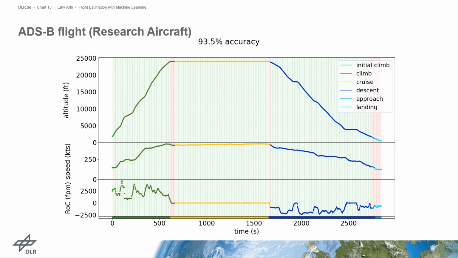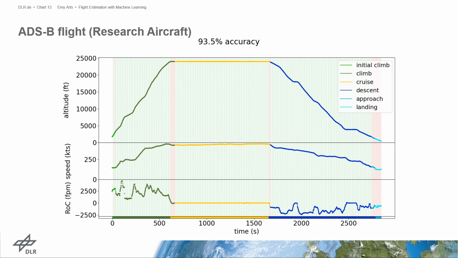On this slide, instead, we can see the results of the model trained with the simulated data, but evaluated on actual ADS-B data. This is a flight of the ATRA research aircraft for which we had the internal parameters available. And we can see that the accuracy is still fairly good. However, as is often the case in ADS-B data, the initial and final parts of the flight that are near to the ground are lacking. Which is why the training data was in fact trimmed to not always include all flight phases.